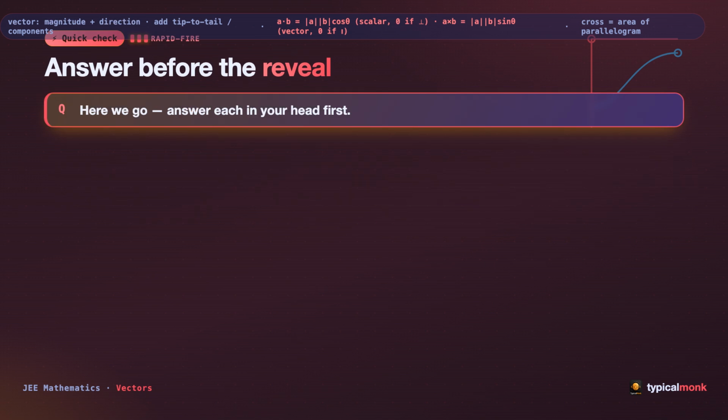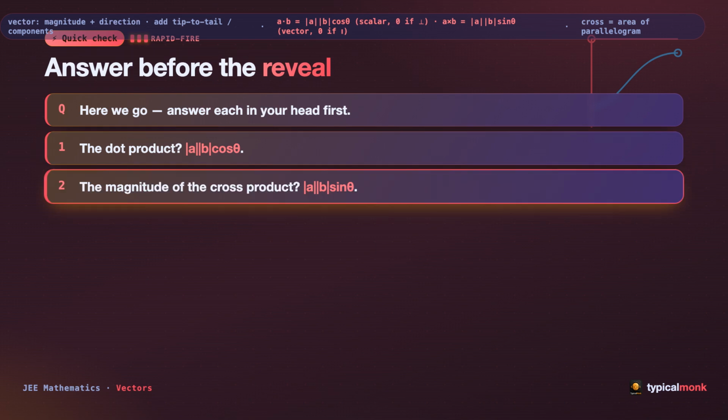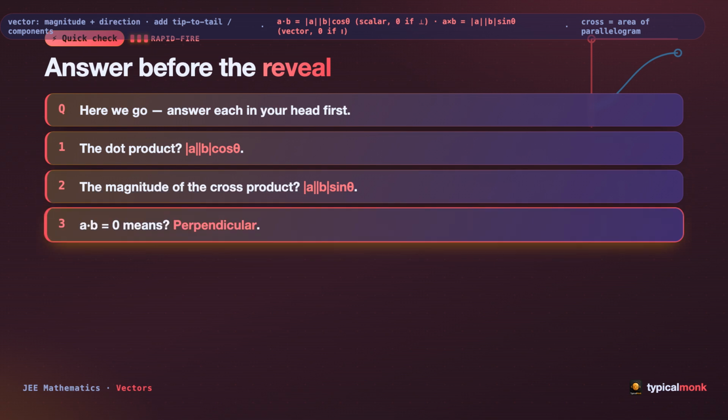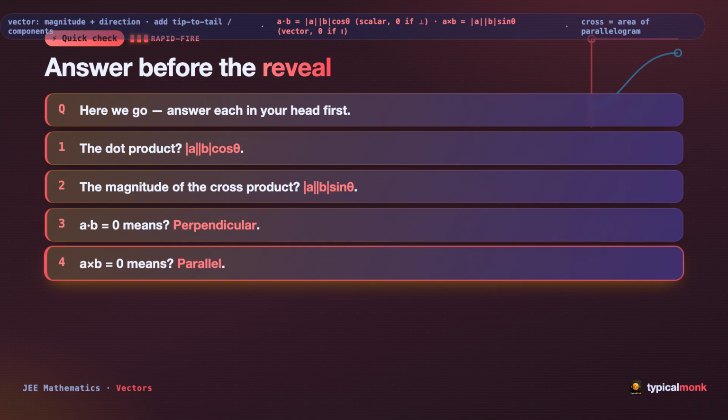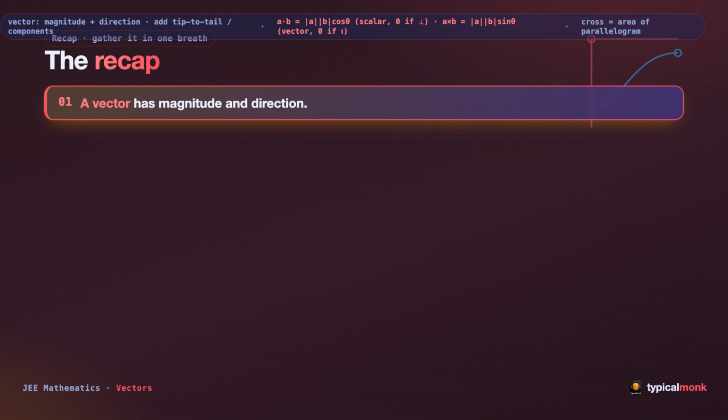Now test yourself, answer in your head before the reveal. That is how G-speed is built. Here we go. Question 1: the dot product, the magnitudes times cosine theta. Question 2: the magnitude of the cross product, the magnitudes times sine theta. Question 3: A dot B equals 0 means perpendicular. Question 4: A cross B equals 0 means parallel. And question 5: is the cross product commutative? No, anti-commutative.